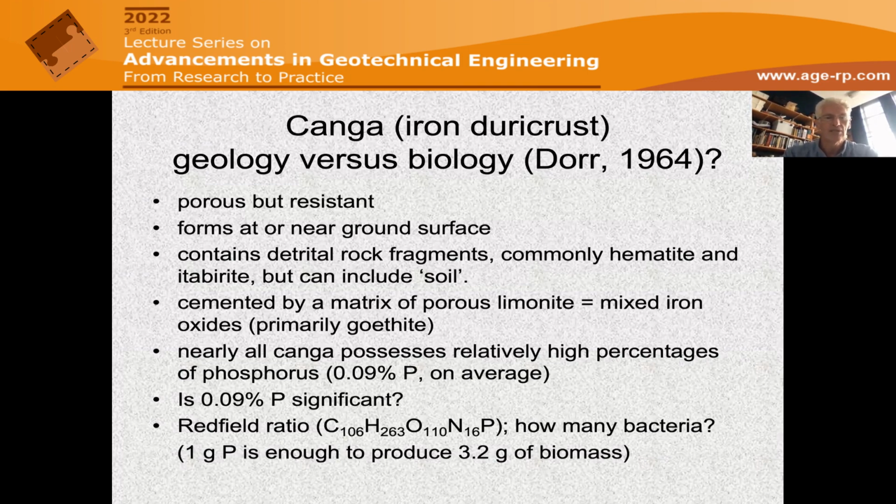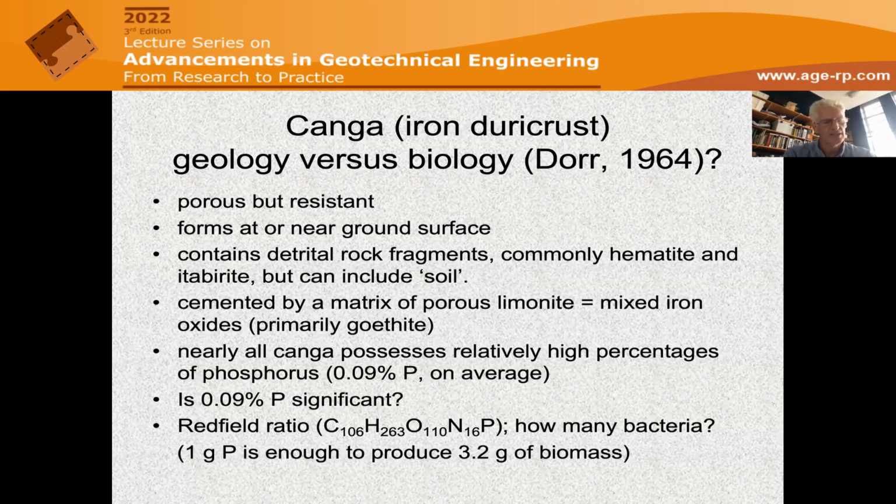Here were the features of Kanga that were described in his paper: it's porous, but it's resistant. It forms at the ground surface, so this idea of needing oxygen. It has lots of fragments of hematite, but it's cemented. It can include soil, but that's being generous. It's more just iron oxide. We've got this idea of porous limonite. Limonite is a junkyard term that says it's kind of rusty and it's an iron oxide, but we're primarily looking at goethite. Kanga is described as having a high amount of phosphorus, 0.09% on average.